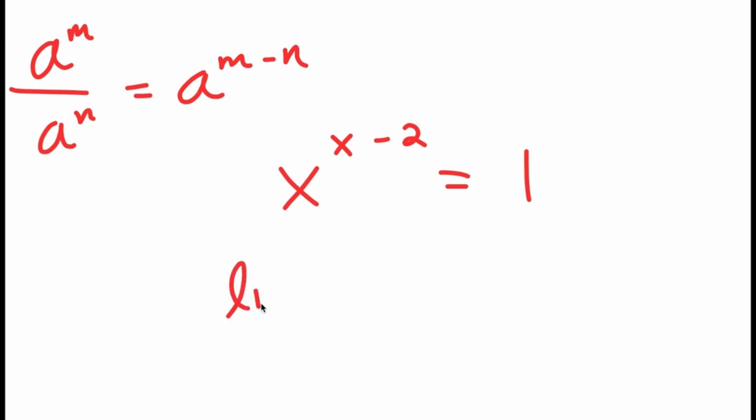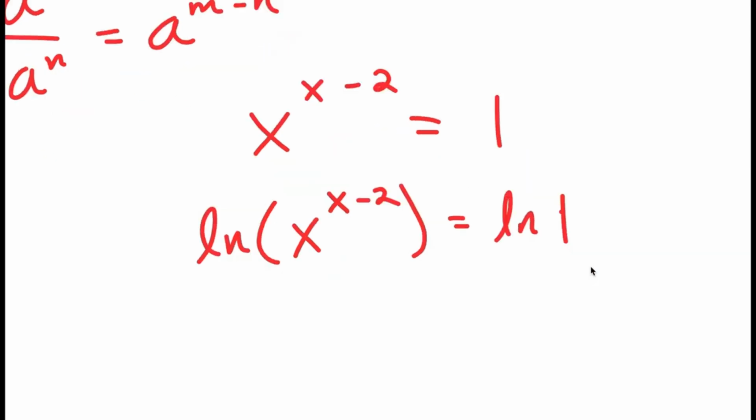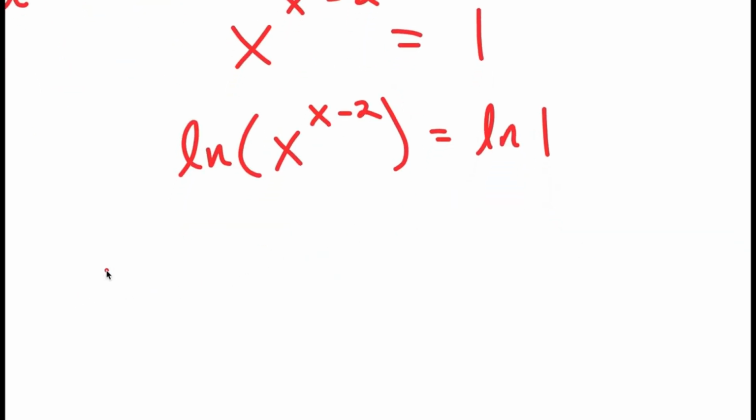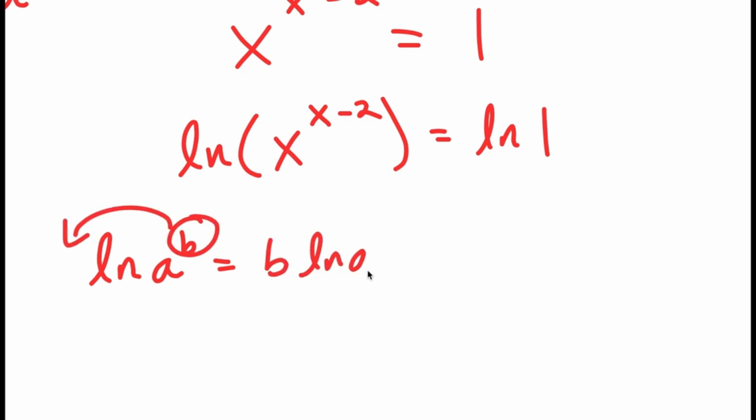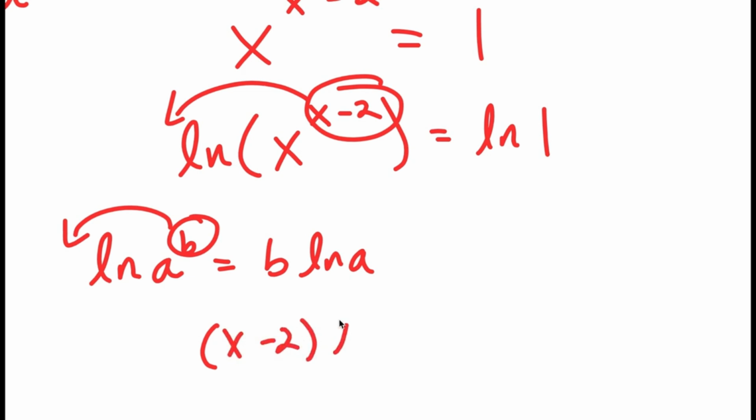Now, I'm going to take the ln, or natural log, on both sides. So I get ln x to the power of x minus 2 is equal to ln 1. Now, if I have something in the form ln a to the power of b, I can move this exponent b to the front, so this turns into b times ln a. So in this case, I can move x minus 2 to the front. So now I get x minus 2 times ln x is equal to ln 1.